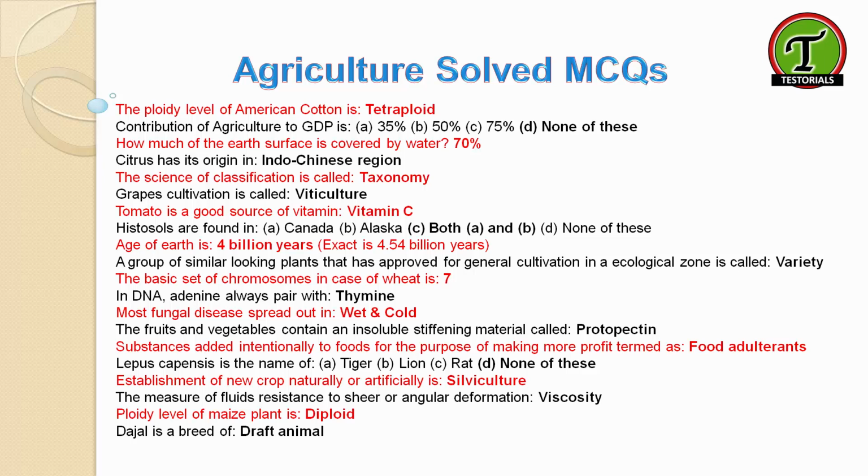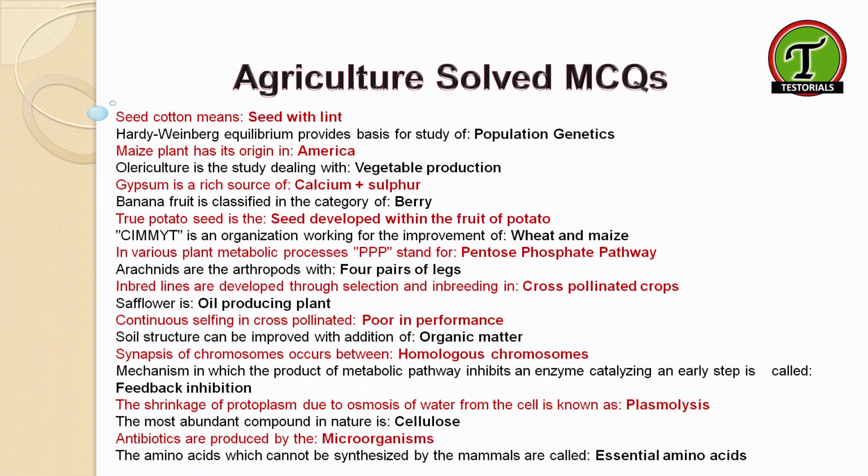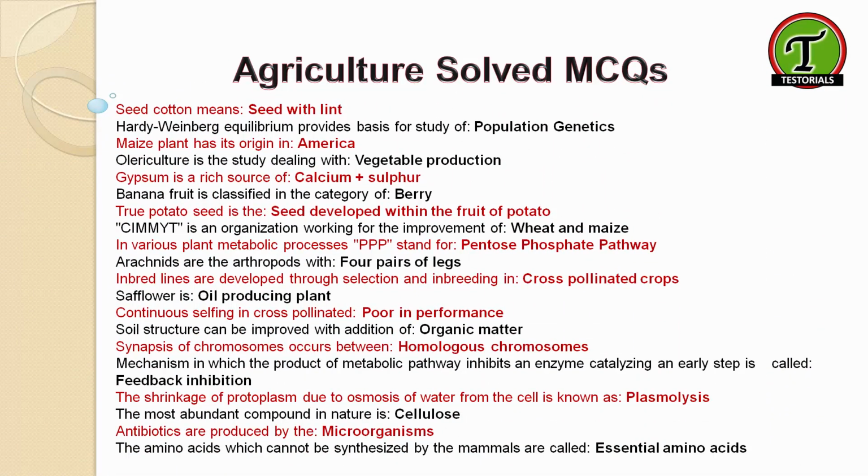78. The measure of fluid's resistance to shear or angular deformation is viscosity. 79. Ploidy level of maize plant is diploid. 80. Dajjal is a breed of draft animal. 81. Seed cotton means seed with lint. 82. Hardy-Weinberg equilibrium provides the basis for the study of population genetics.